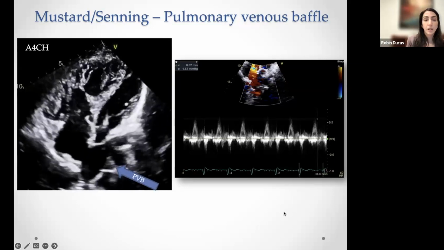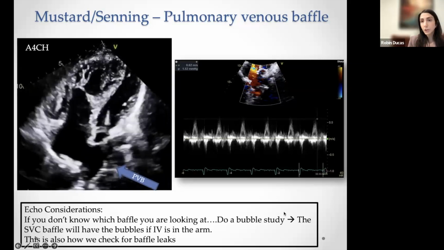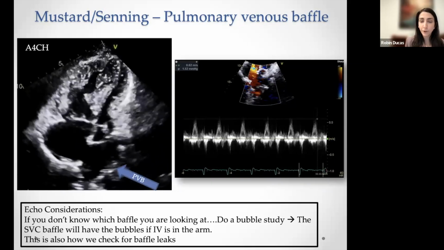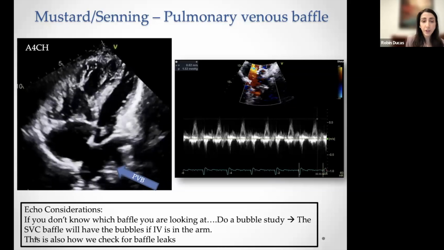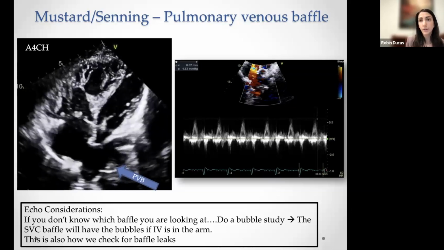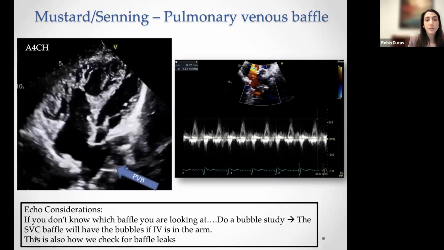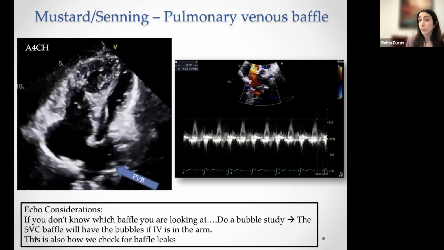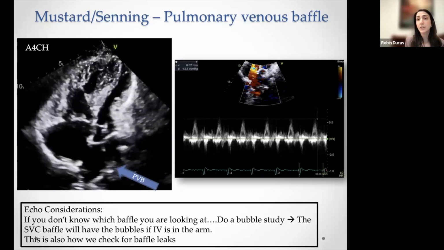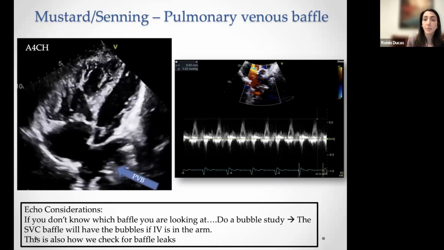A consideration when imaging these baffles is, if you don't know what baffle you're looking at, a nice trick is to do a bubble study, because the SVC baffle will light up when the IV is in the arm. This is another way to check for baffle leaks. So we will check for baffle stenosis, and we can check for baffle leaks, if we're clinically concerned for that, by using a bubble study.